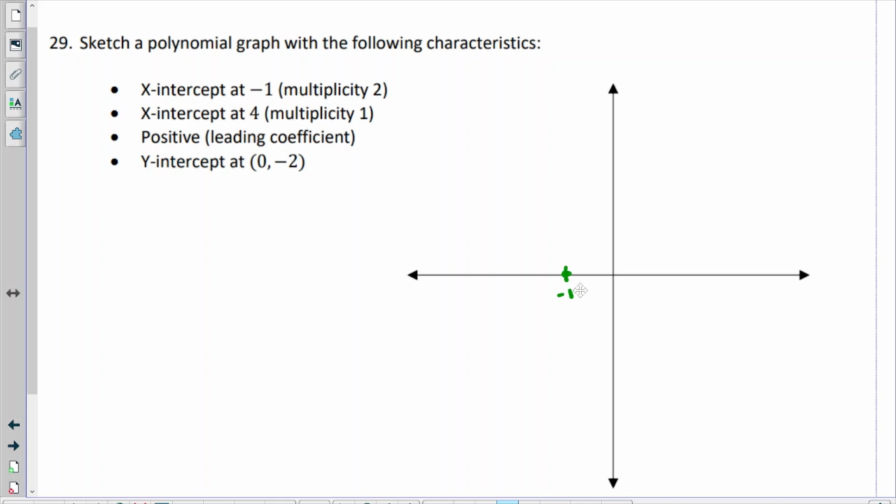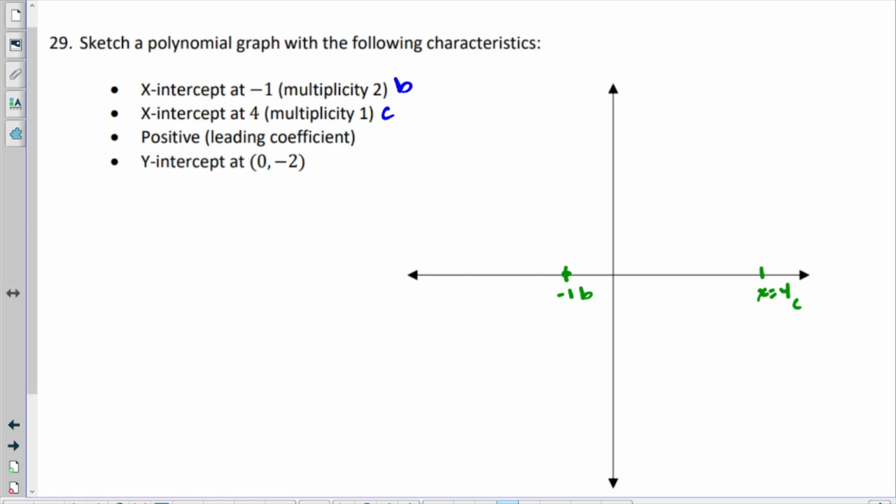And it has a multiplicity 2. So I'm going to bounce through that. And then I have an x-intercept at 4. So that's 1, 2, 3. It's like here, I guess. So we'll say this is x equals 4. And this one's going to cross through because it has a multiplicity 1. So this one's going to bounce because it has a multiplicity 2. This one's going to cross because it has a multiplicity of 1.